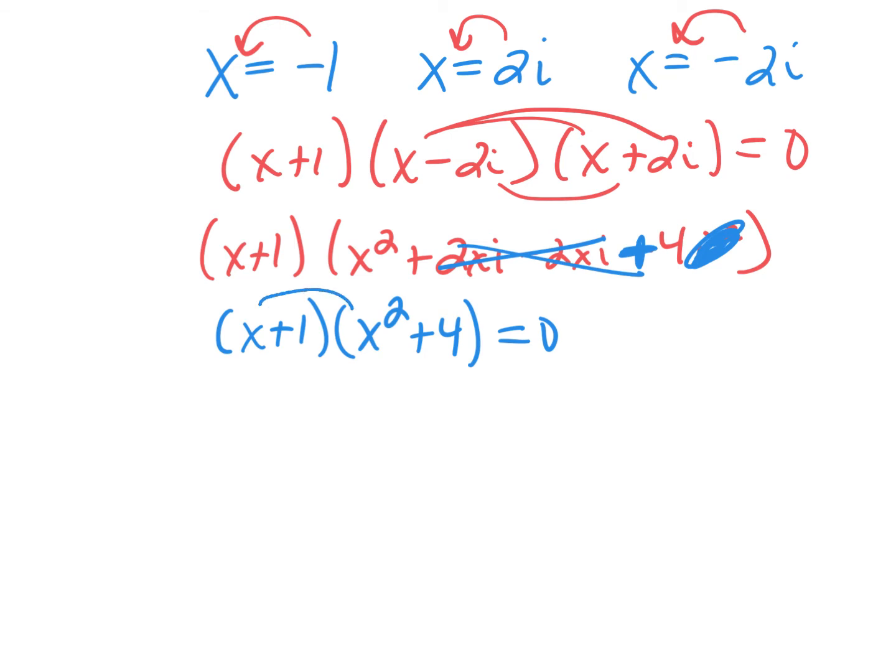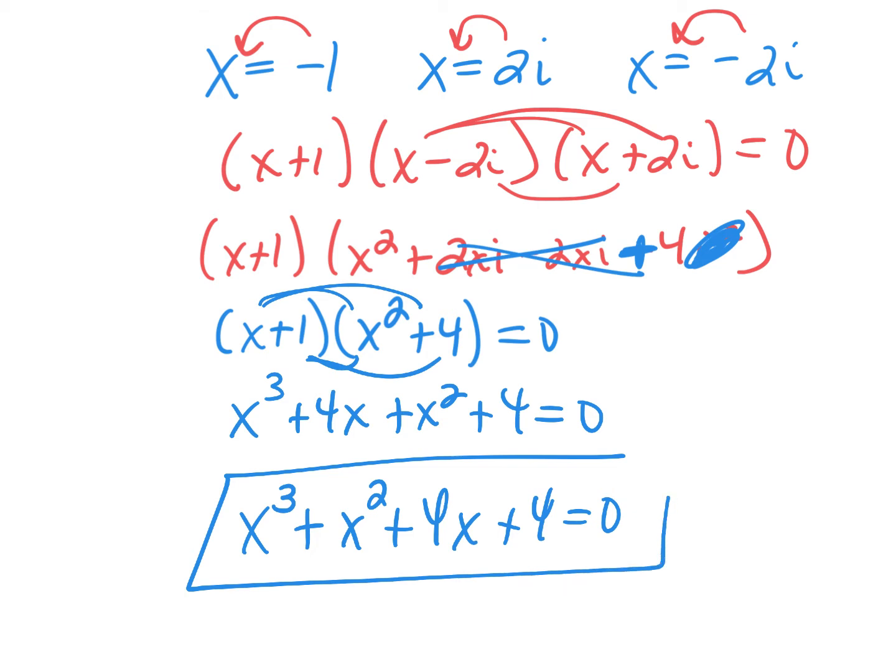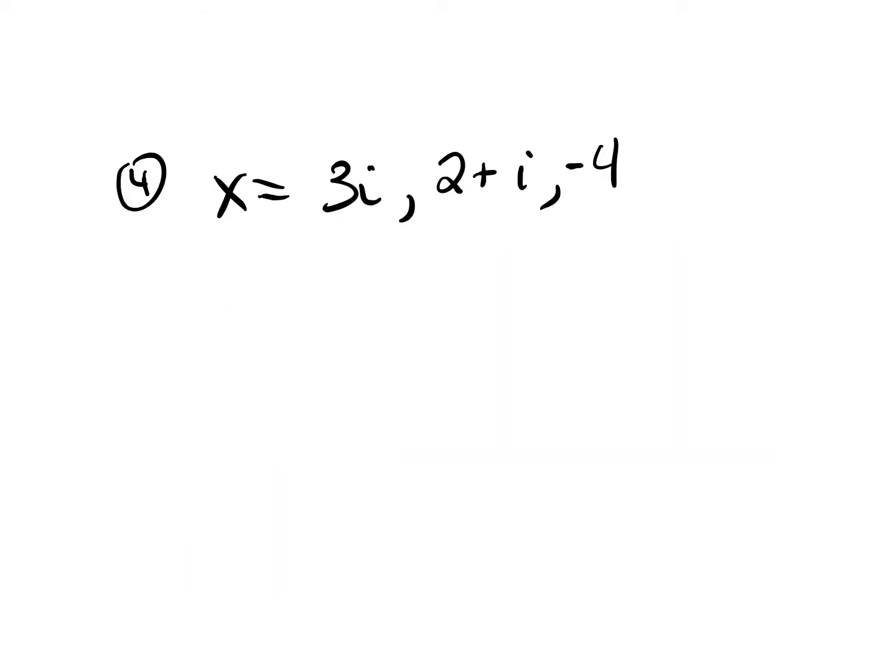And now we multiply one more time. What's x times x squared? X cubed. What's x times 4? Good. 1 times x squared, and 1 times 4. Now write it in standard form. X cubed plus x squared plus 4x plus 4 equals 0. Or f of x, g of x out in front.